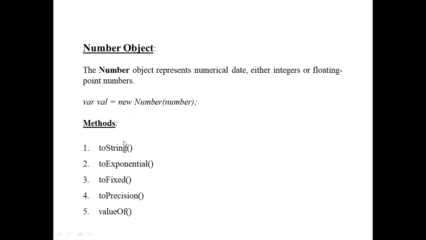So first one, it returns number as a string. Second one, number rounded and written in exponential format. Next, toFixed, number with specified number of decimal values. Next, toPrecision, number with specified length. Next, valueOf, it returns number as a number. Let us see one example.